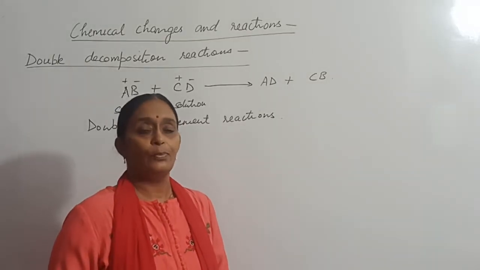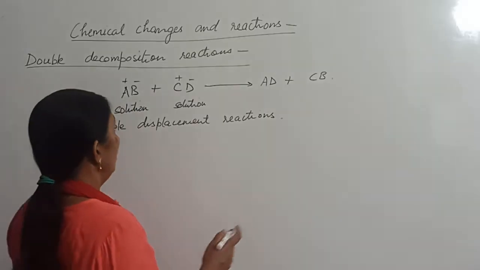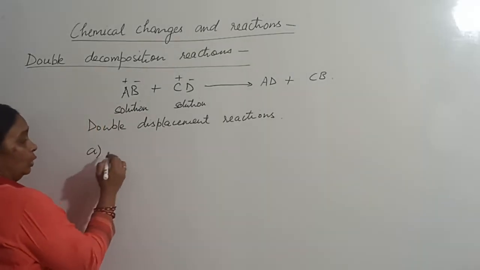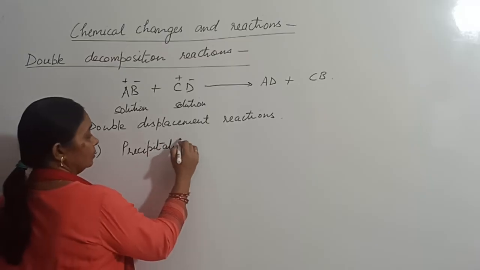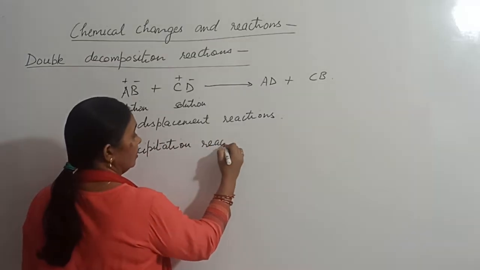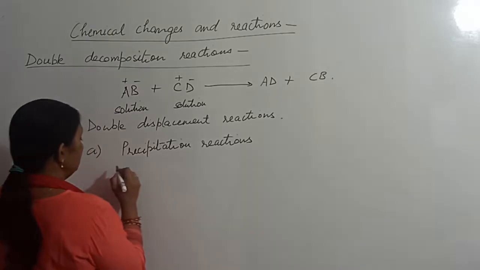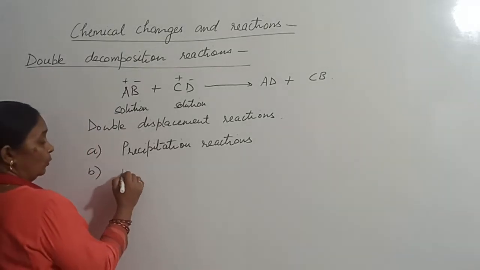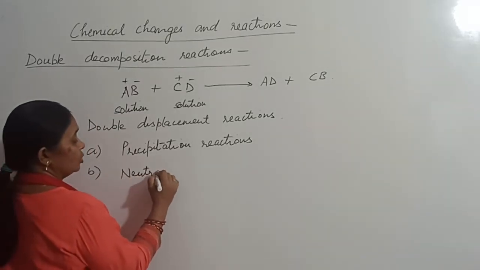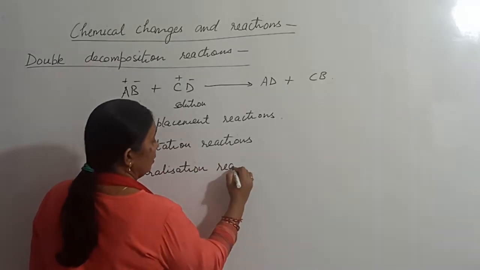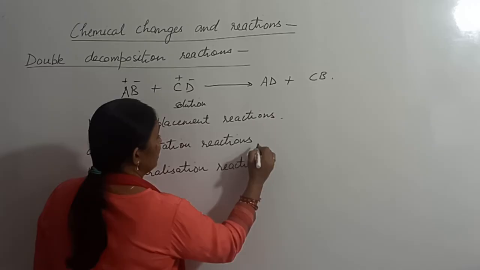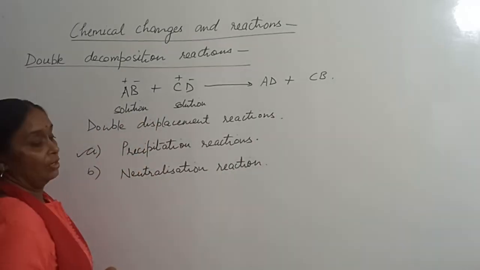Means you can say double decomposition reactions are of two types. One is known as precipitation reactions and another is known as neutralization reactions. Now first we will discuss precipitation reactions.